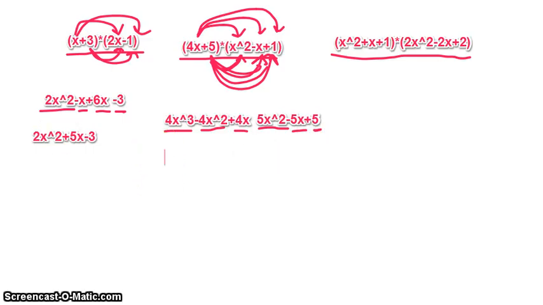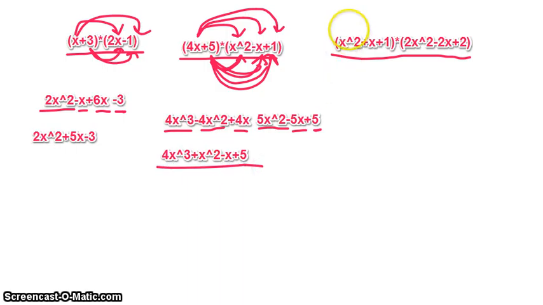So you'd take the 4x cubed, because there aren't any other terms with an x cubed, you would just leave it like that. You would add the 4x squared and the 5x squared, but since the 4x squared is negative, you'd take it away from the 5x squared, which would just leave you with a positive x squared. You would add the 4x and the -5x, which would give you -x, and then the last term you're left with is a positive 5. And that there would be your final answer.